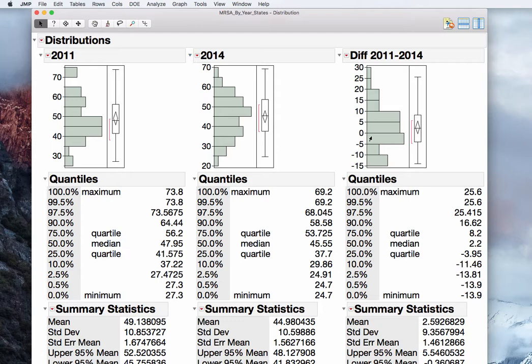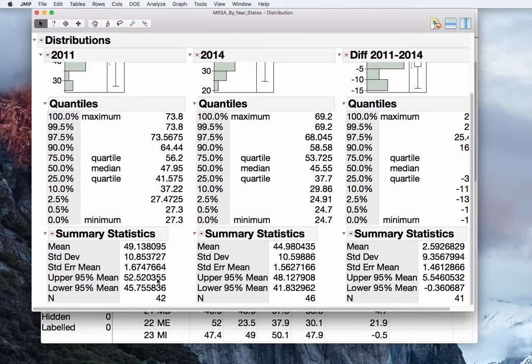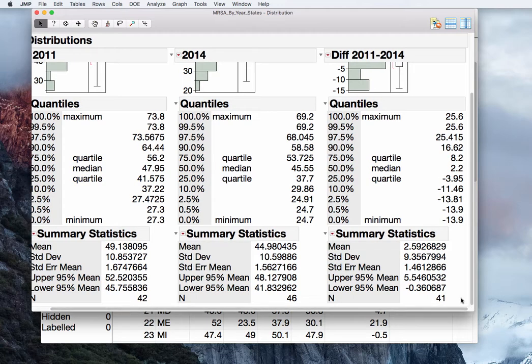However, one thing that we do need to look at here is actually our Ns. And you can see that we have 42 states with data in 2011 and 46 with data in 2014. But we only have 41 states that have data for both years. So you simply cannot just look at the mean from 11 and the mean from 14 and make a statistical comparison from that, because this is paired data.